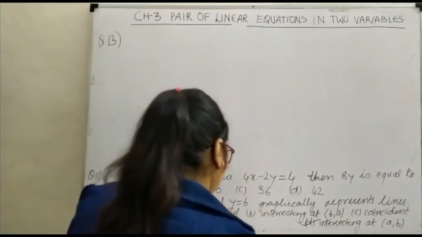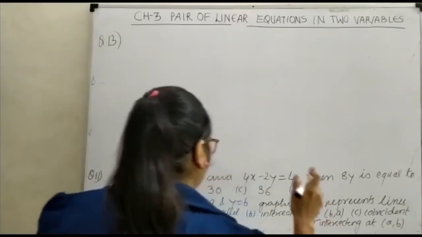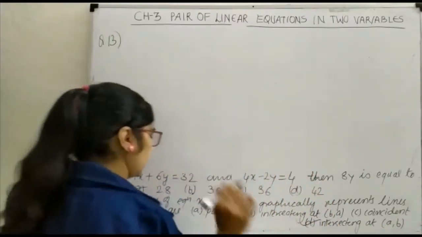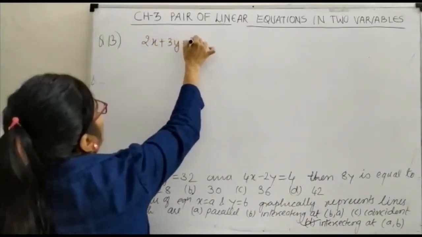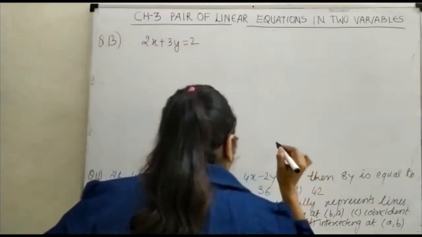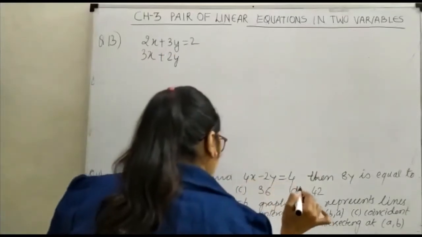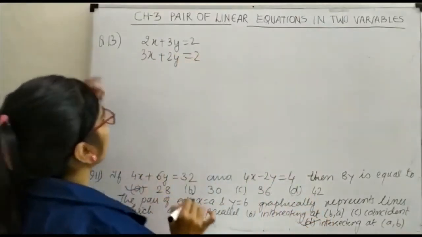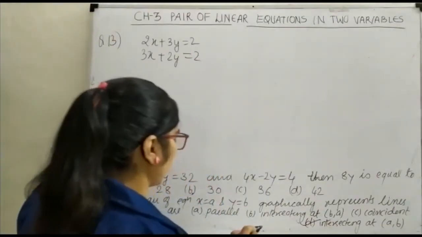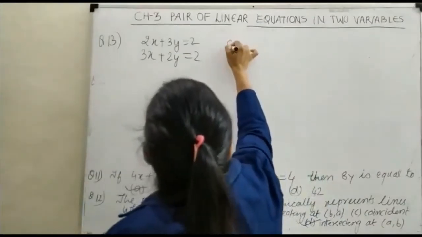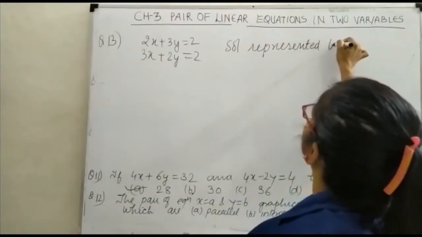Our question number 13 is: the pair of linear equations 2x plus 3y is equal to 2 and 3x plus 2y is equal to 2. It's given that this pair of linear equations has a solution represented by the point.